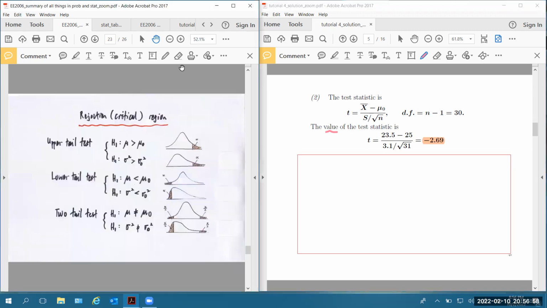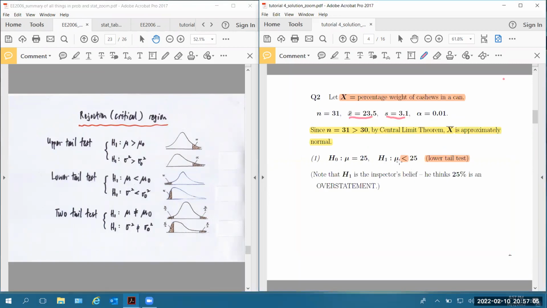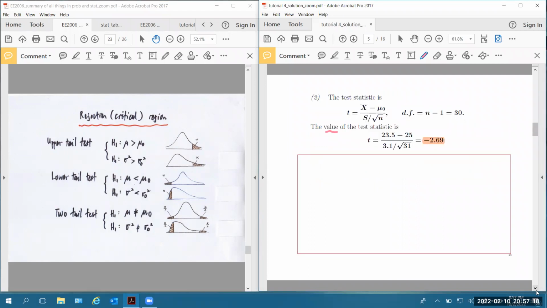Draw rejection region. Now ours is what kind of test? Lower tail, right? So that means something like this. How should we draw it? So we know that it's like this, right? Can you tell me what curve are we drawing?